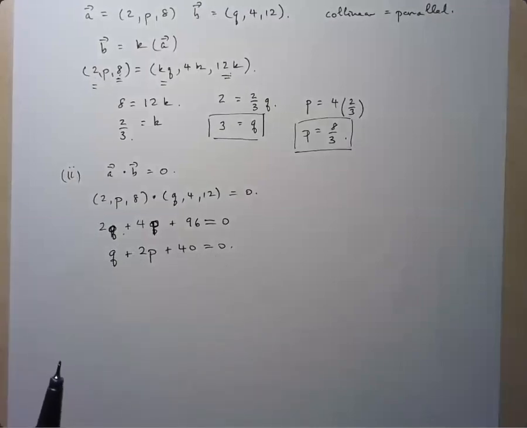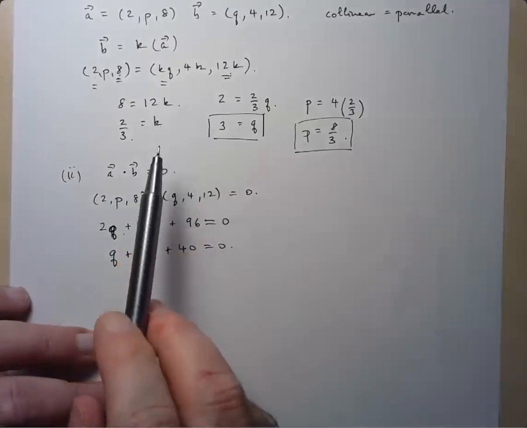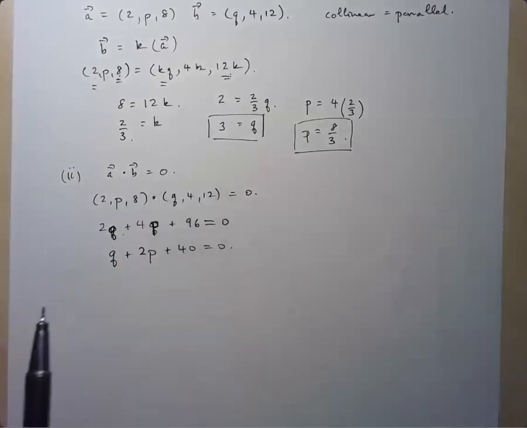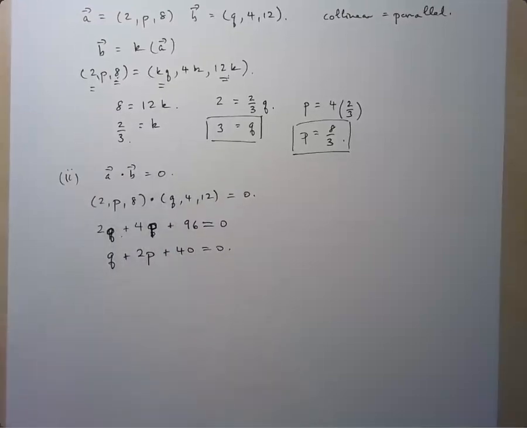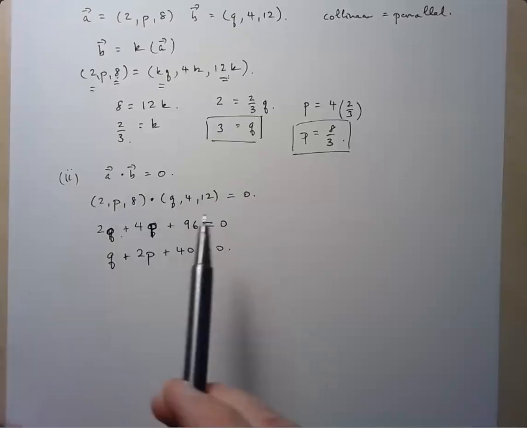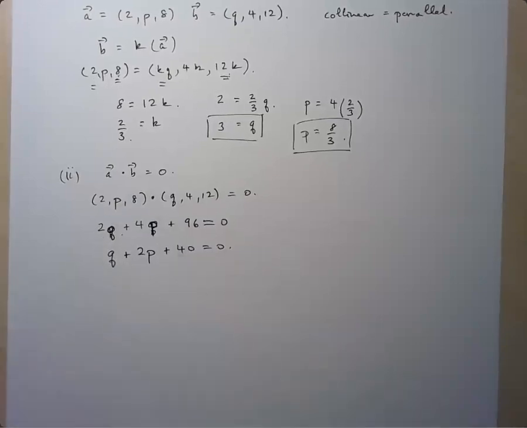As opposed to here, where I was able to solve for a single value of p and a single value of q that made these two vectors collinear to each other. Whereas here for perpendicular, there's actually infinitely many solutions. Okay, any questions on that?